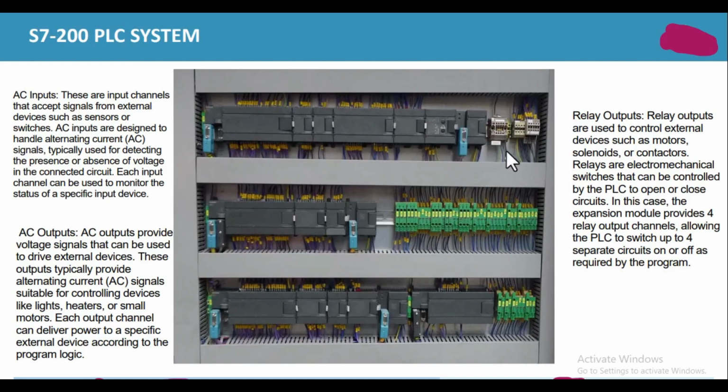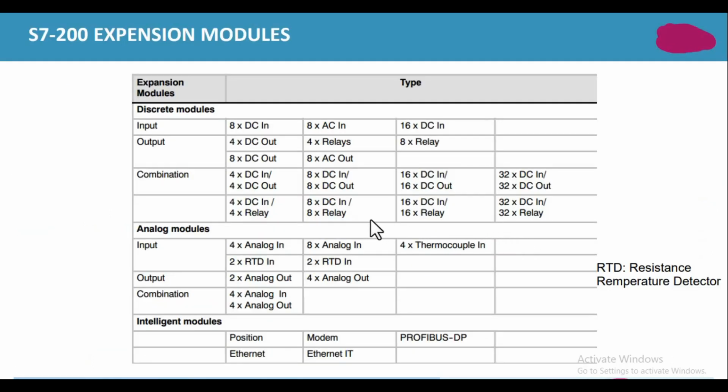We will discuss it. Relay outputs are used to control external devices such as motors, solenoid valves or contactors. Relays are electromechanical switches that can be controlled by the PLC to open or close circuits. In this case, the expansion module provides 4 relay output channels, allowing the PLC to switch up to 4 separate circuits on or off as required by the program. These are the outputs available in the shape of relays to control the output devices.